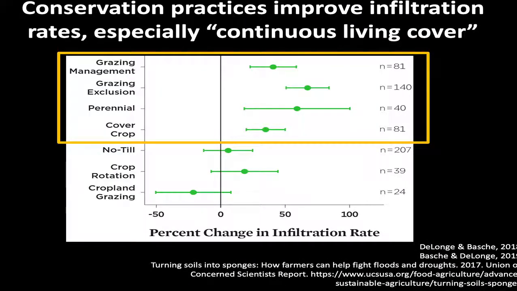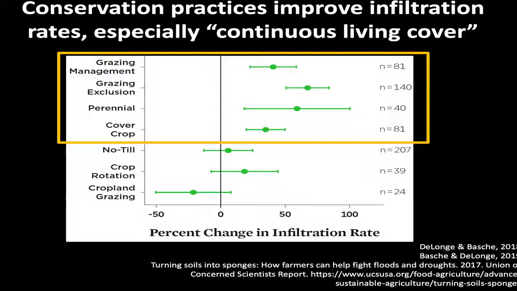And what we found, this is one of the only graphs I have to show you this afternoon, was that those practices that offered continuous cover or continuous roots in the soil were the ones that were most effective at increasing the rate that water got into the soil. So what you're looking at in this graph is just the change in infiltration from these practices compared to a more conventional control. So the dot is the mean, and then the range in the studies that we found is the error bars, right?